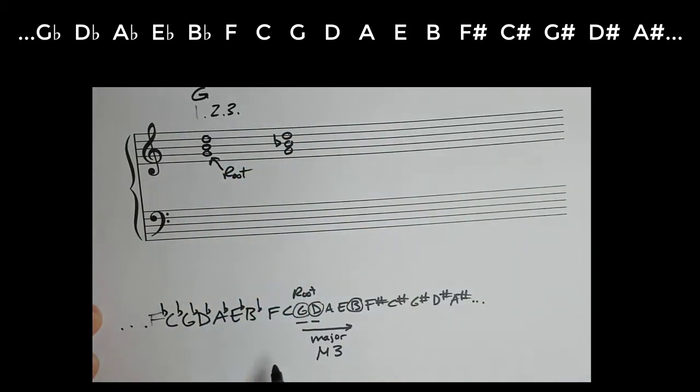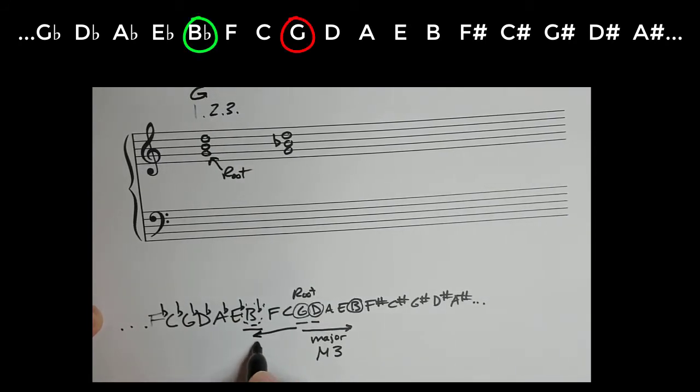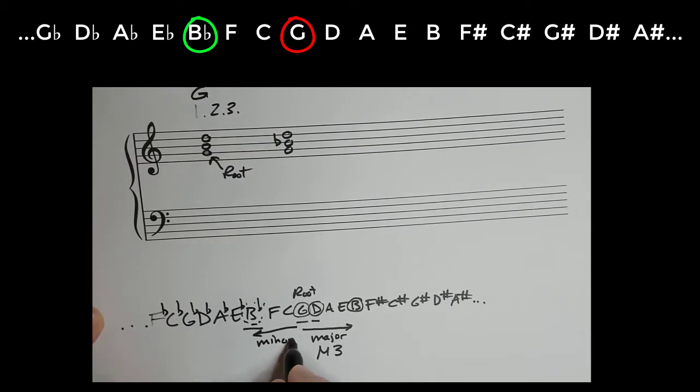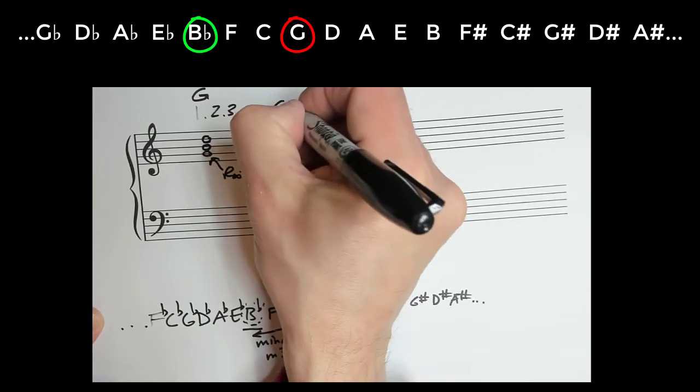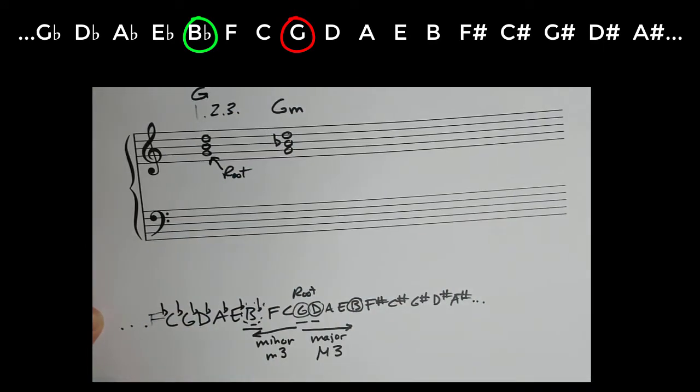If the third of the triad is to the left, however, then you have a minor chord. It's a minor third over the root and thus a minor triad. And so let me change this B to a B flat, and now we have a minor chord, or G minor in this case, written this way, G with a small m. So major and minor triads are easy to spot on the line of fifths.